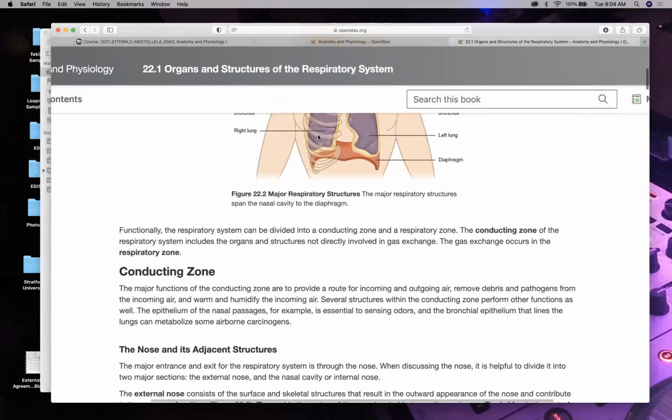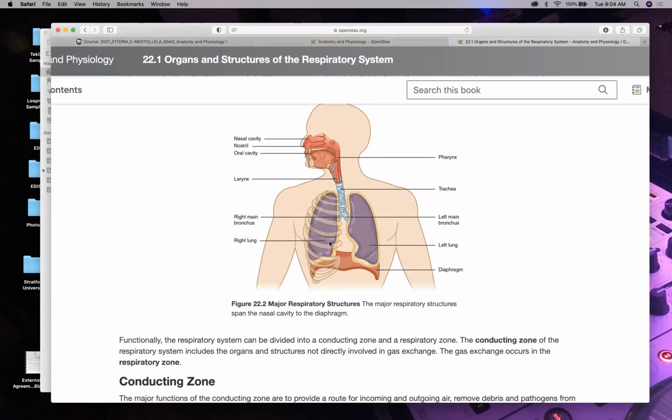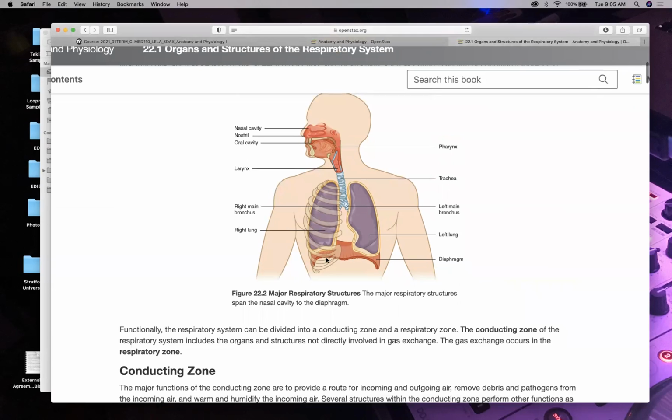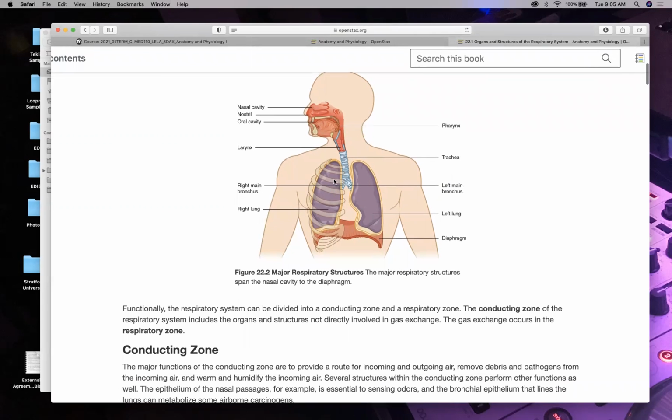Now, you have what they call a conducting zone and a dead zone. Now, the respiratory zone is deep in the lower respiratory tract, because that's where oxygen and carbon dioxide get exchanged. And that's the part that we're really, really concerned about. All these other parts, like the trachea and all this other tubing, don't contribute to gas exchange.